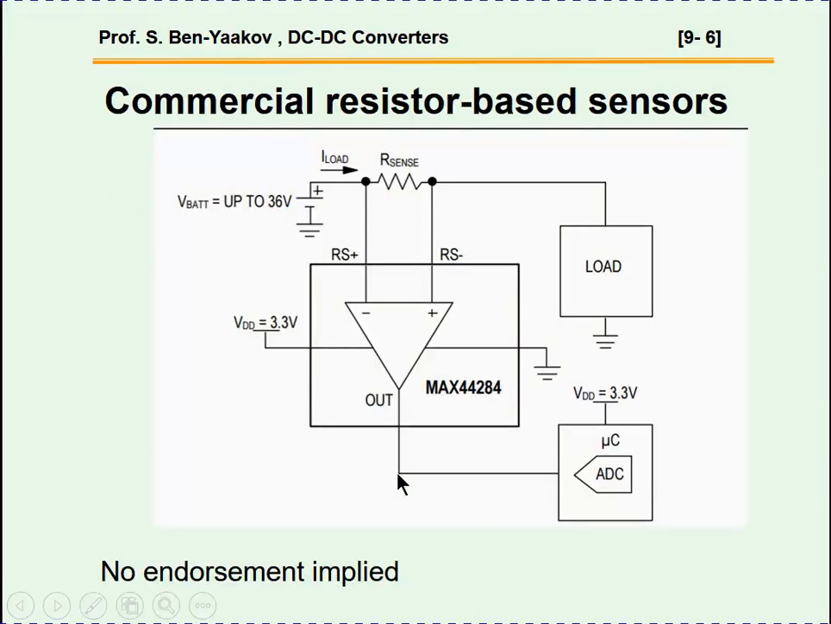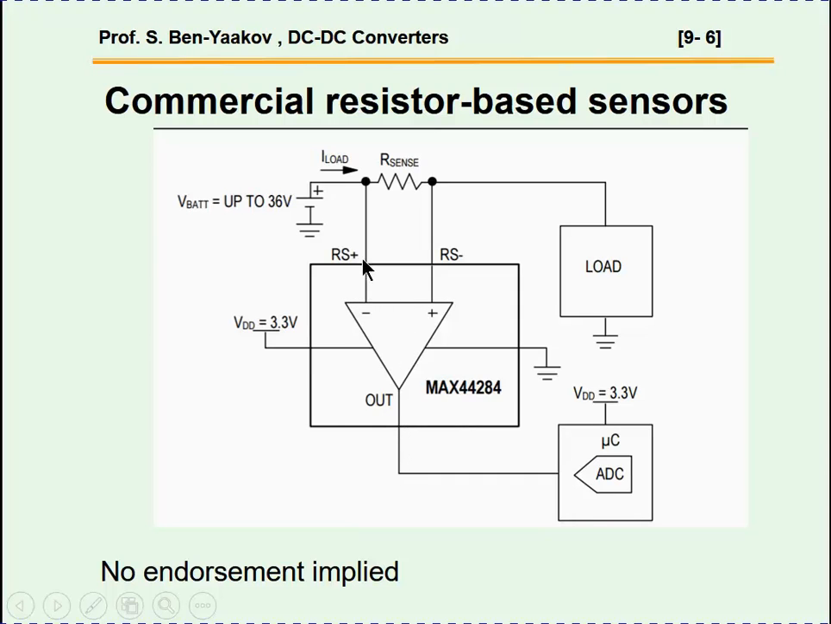A way to go around it is to use special devices that are designed for current measurement. These are actually amplifiers. They have, however, three features which are very important in current sensing. The first one is the fact that this common mode voltage could be very high. In this particular case, it's 36 volt. There are some other devices. By the way, this is just an example. There is no endorsement implied here. There are many other vendors who offer similar devices.